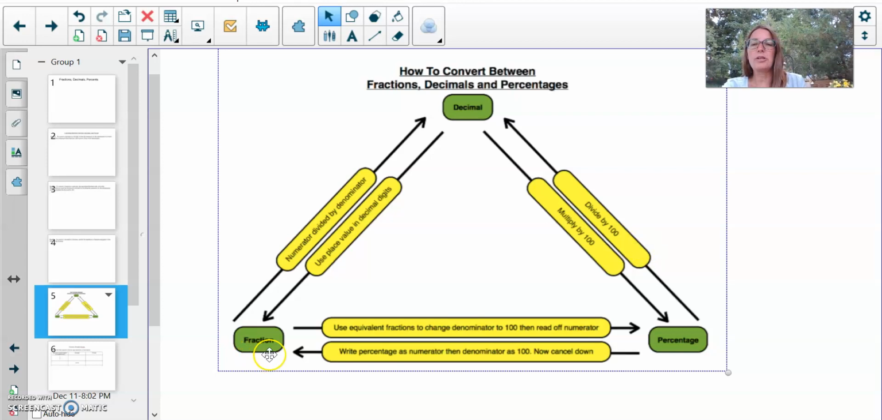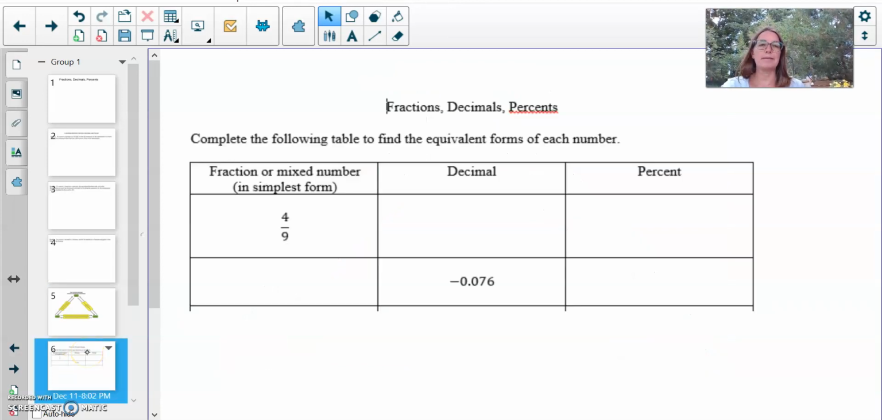To go from a fraction to a percent, use equivalent fractions to change the denominator to 100 and read off the numerator. Or what I do is I change the fraction to a decimal and then the decimal to the percent. To go from a percent to a fraction, you write the percent as a number with a denominator of 100 and then simplify. So here are some examples.